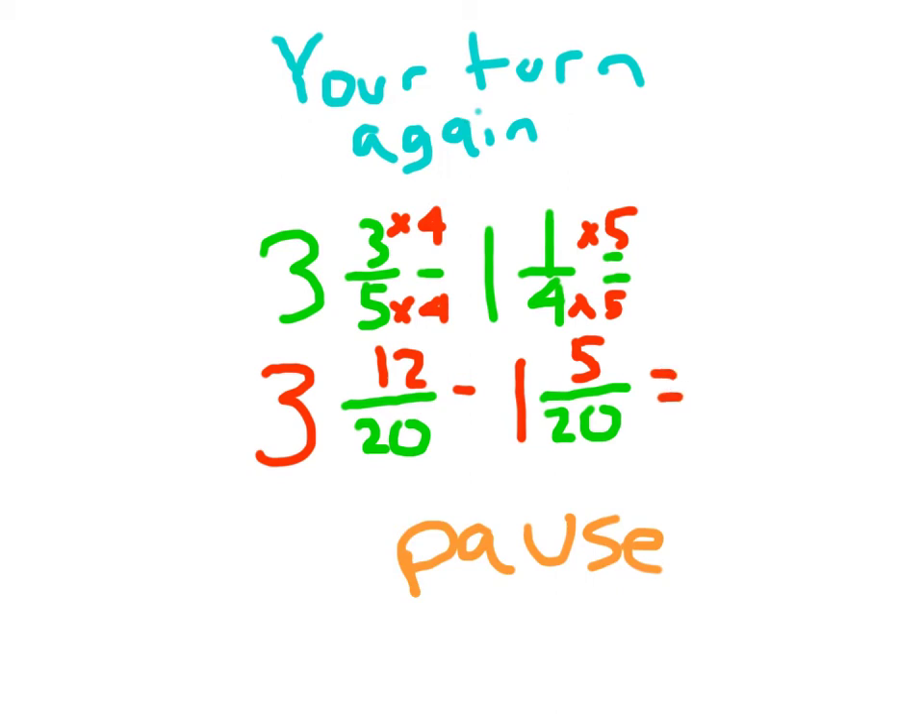And so for our answer, we work with our fractional parts first. 12/20 minus 5/20 is 7/20, and 3 minus 1 is 2. So we have 2 and 7/20. And again, that is in simplest form. 7 is a prime number, and 20 is not divisible by 7.